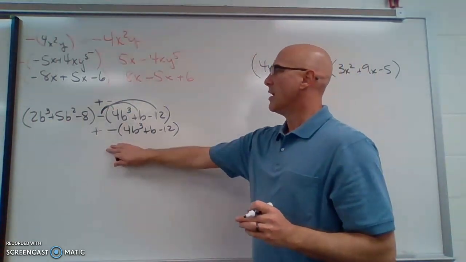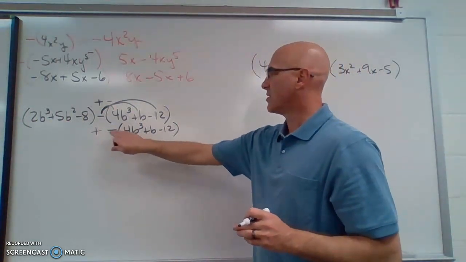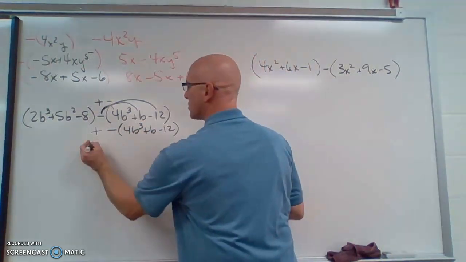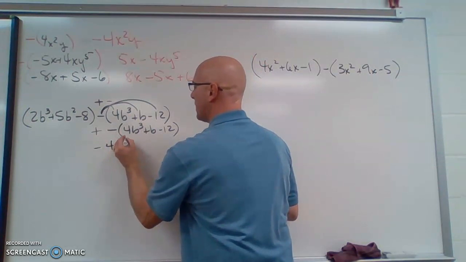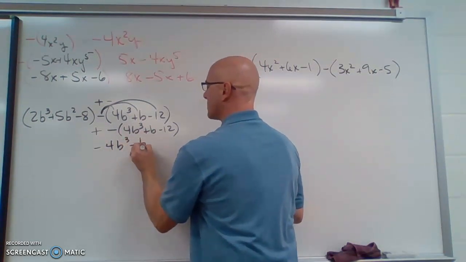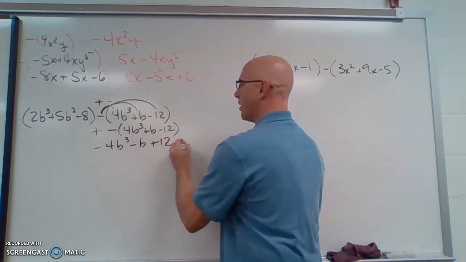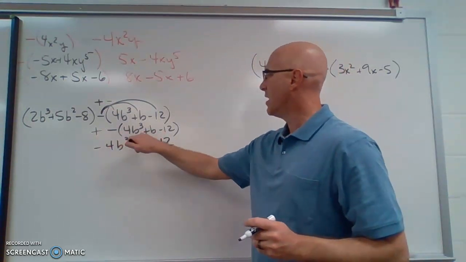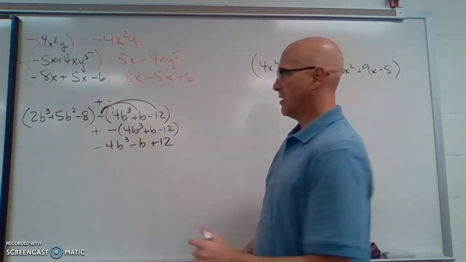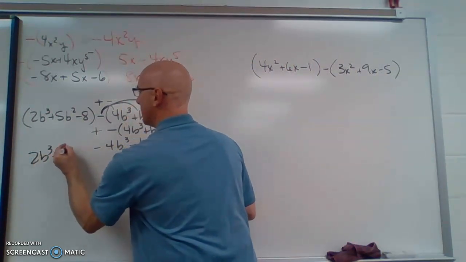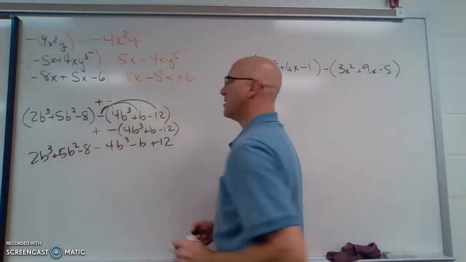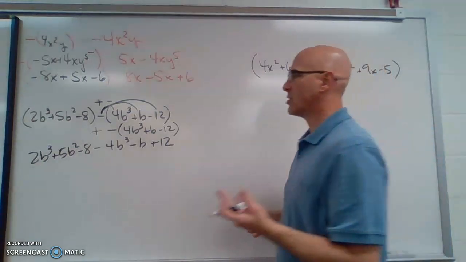Okay. Now when we add the opposite of this, we are going to distribute it in. So we are going to have a minus 4b cubed minus b plus 12. We are going to take the opposite of each one of those, and we are going to simply add it to this. So now we can just combine like terms.